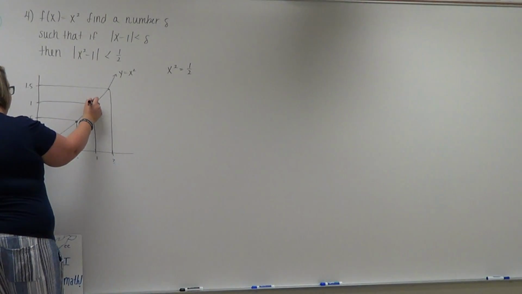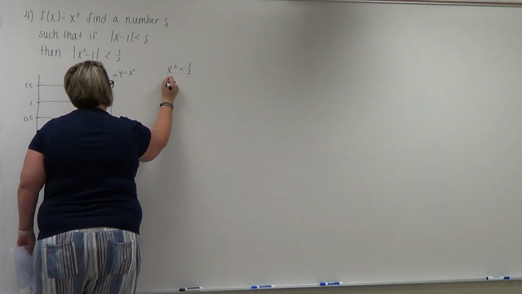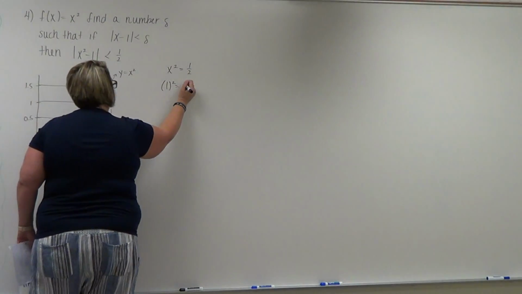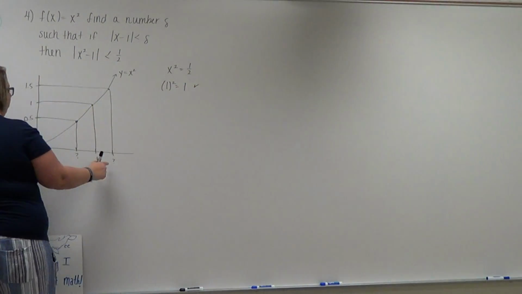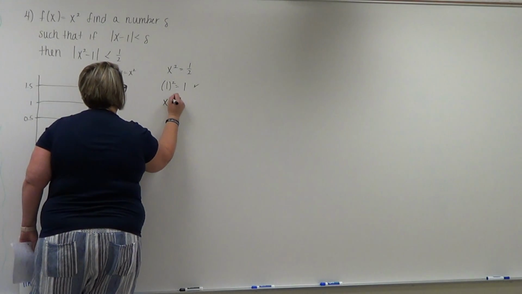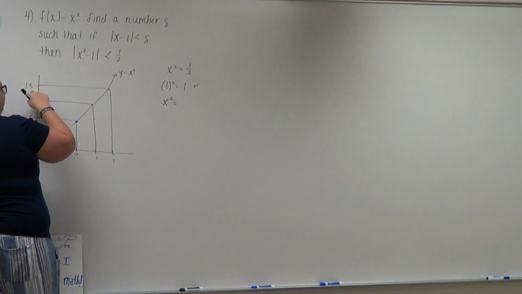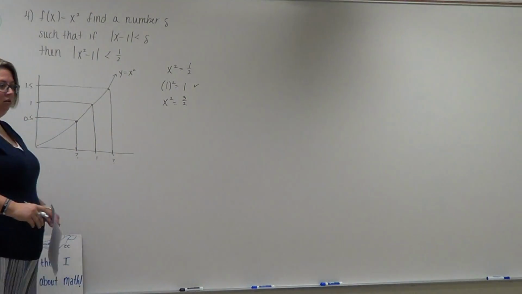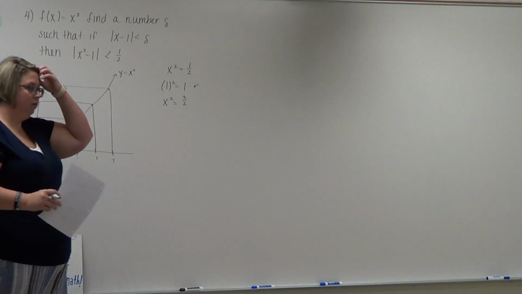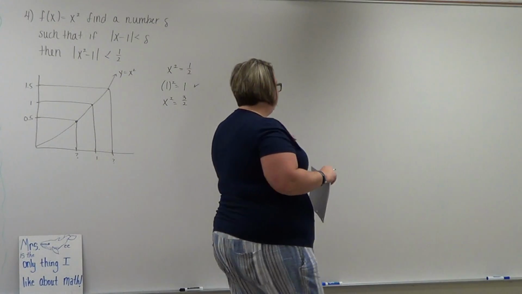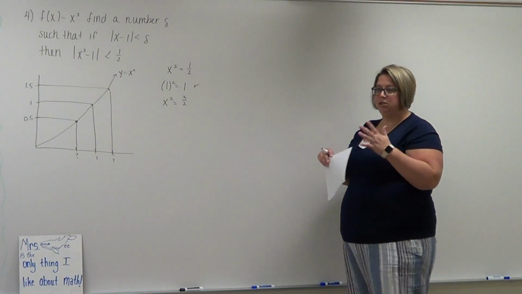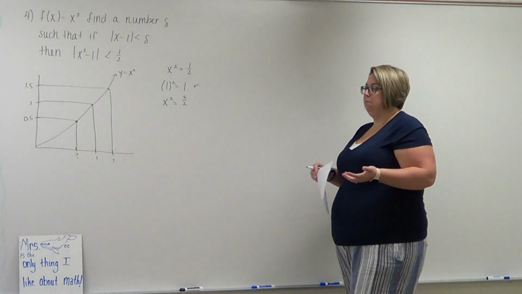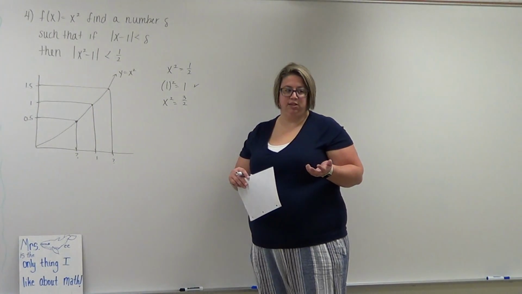On this part right here, if I put in 1 squared, that gives me 1. Is that true? Yes. So on the other one, I don't know what this number is, but I know that's going to give me 3 halves. Right? Now, since these are dealing with the boundaries, when we solve these, we'll be able to pick the minimum value, which will give us what our delta is.